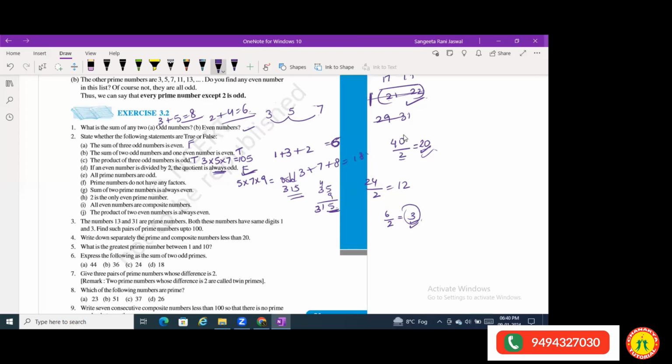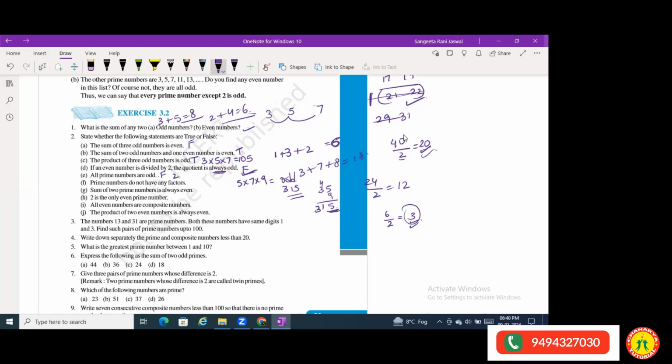Now, all prime numbers are odd. Is it? Ma'am, no. All prime numbers? 2. 2 is an even prime number. Yes, 2 is the even exception. Okay, so that's false. Prime numbers do not have any factors.